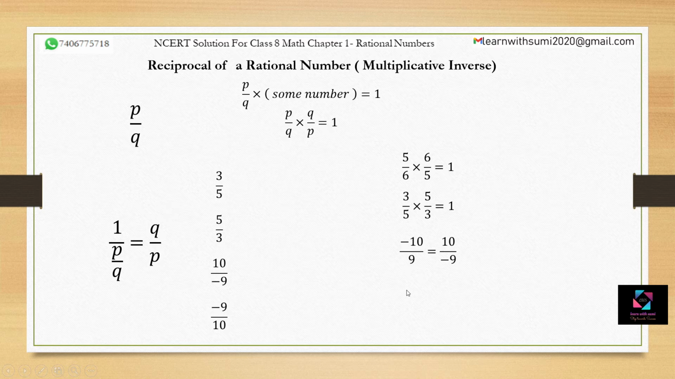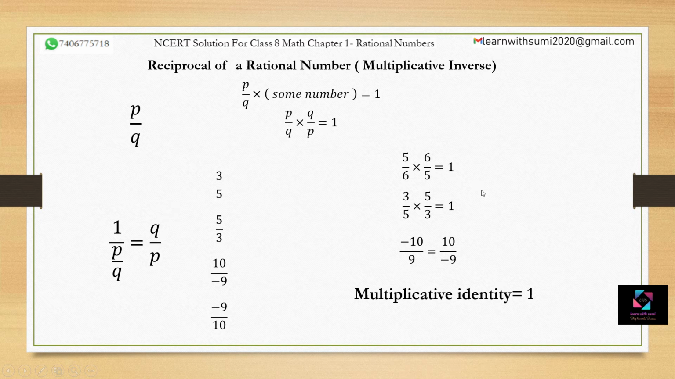So the multiplicative identity of a rational number is given as 1. From the name itself you can make out that when you multiply a number with its multiplicative inverse, it will result in 1.